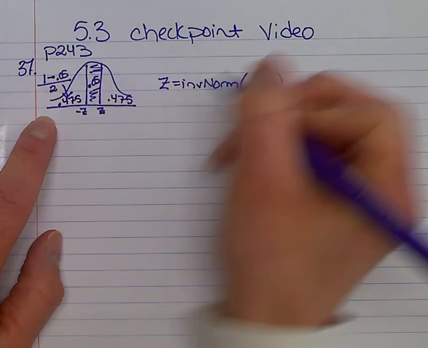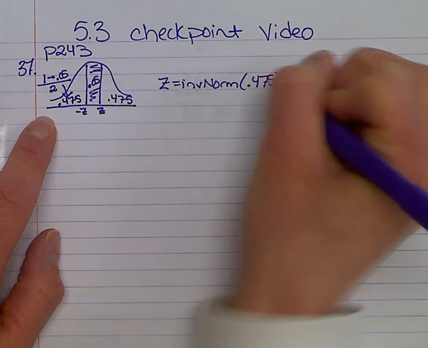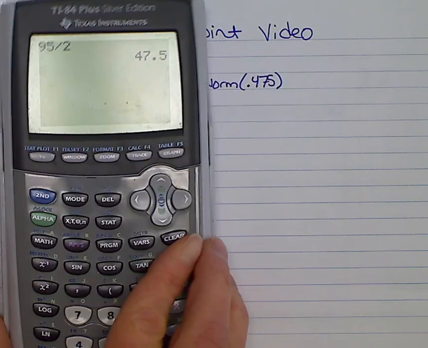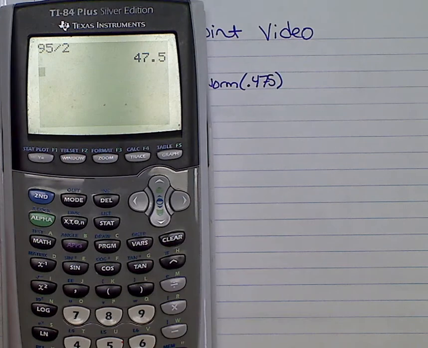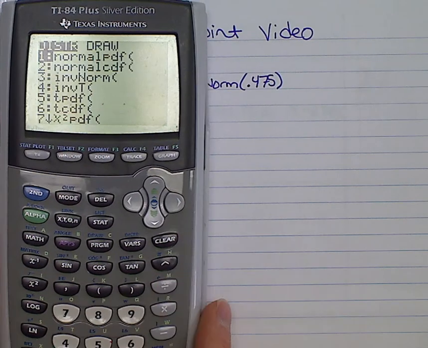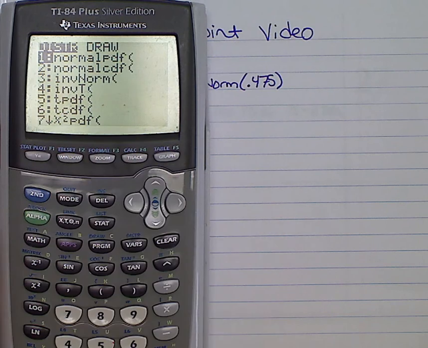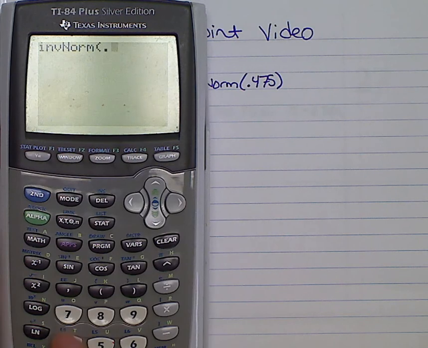So if I enter in the inverse norm, okay, again in the calculators, we go into the distributions. I'm going to hit second distribution, or the variables button for distributions. I want option 3, the inverse norm. I enter in the area at the bottom.